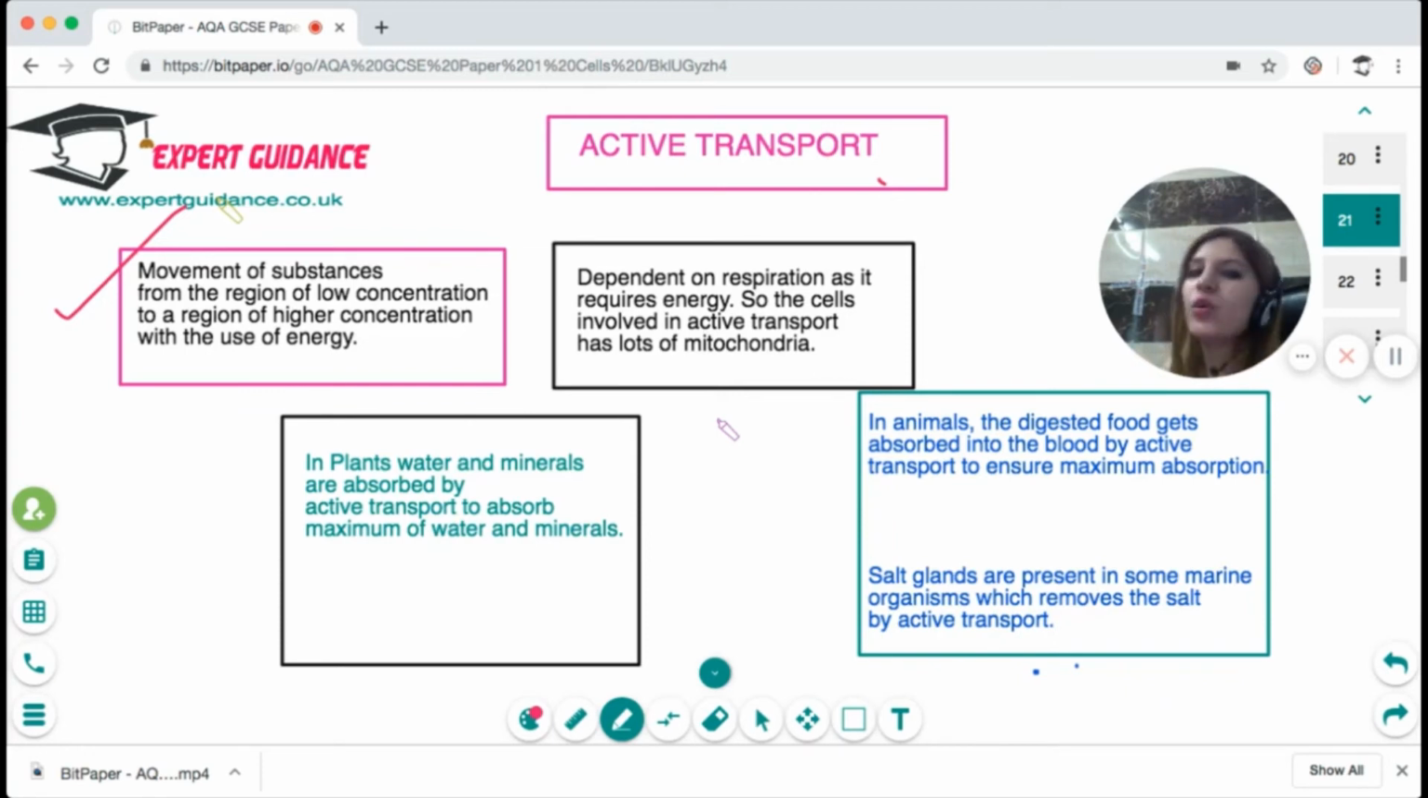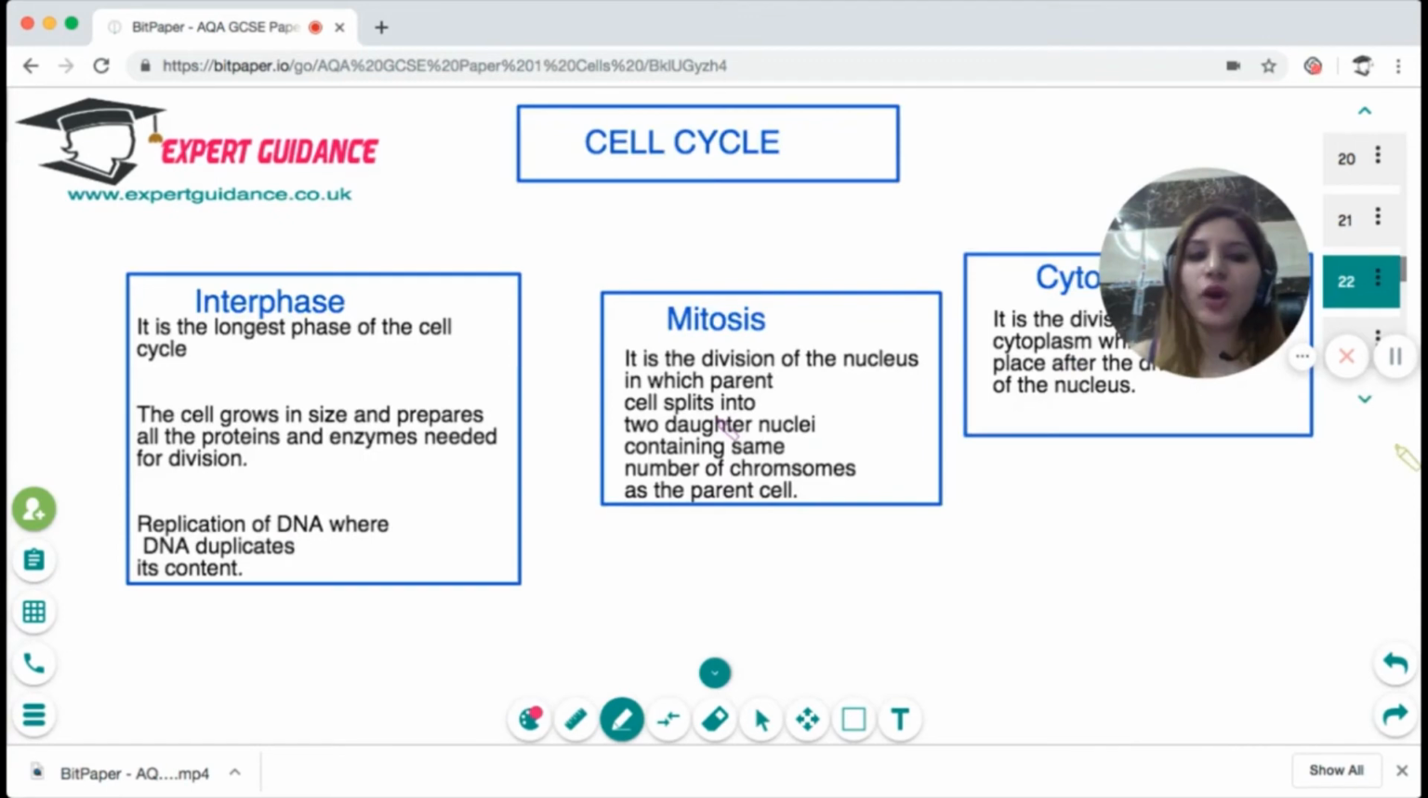In plants, active transport takes place in the roots, where water and minerals need to be absorbed against the concentration gradient so that maximum water and minerals can enter the plant root. And in animals, at times the digested food, even after proper diffusion, needs to be absorbed more so that maximum absorption takes place. So there active transport plays a role. And some of the marine organisms that have a lot of concentration of salts developed in their body expel that excess salt by the salt glands, which work by active transport. Okay, so I hope the movement of substances in and out of the cell is clear to you.